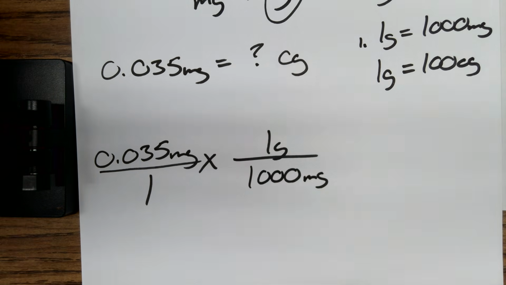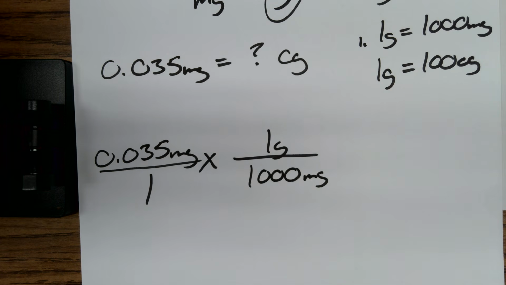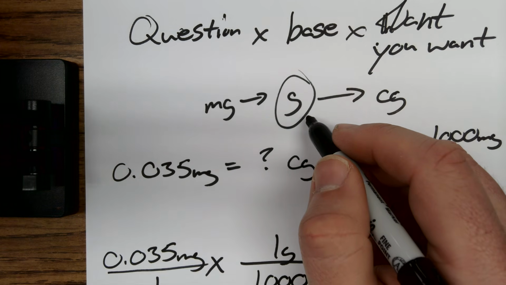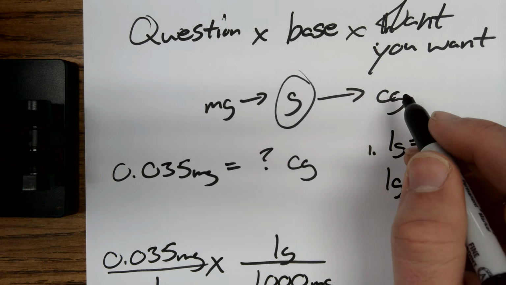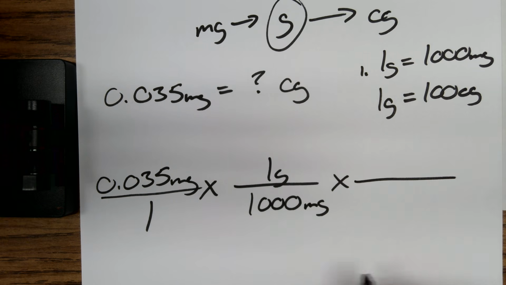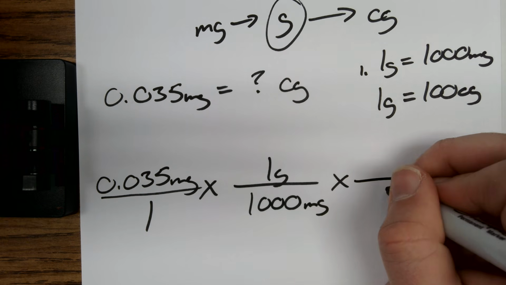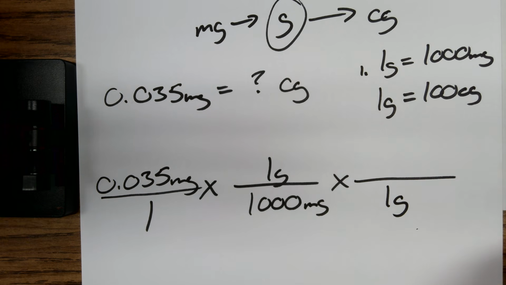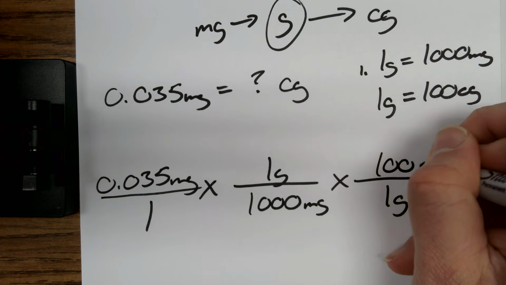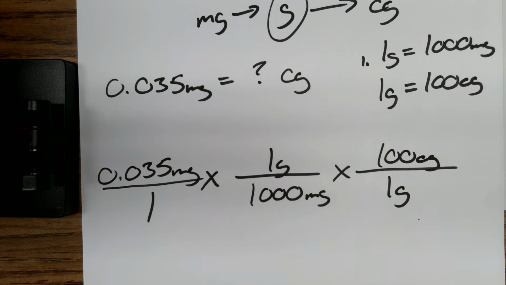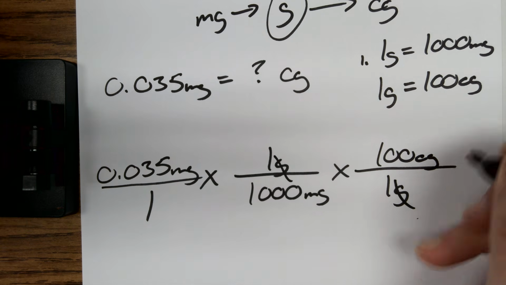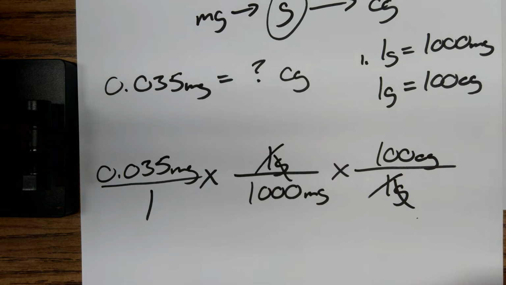1,000 milligrams. All right. So I want grams right now because that takes me to the base. And now from the base, I want to go to centigrams. So I have grams in my numerator. That means my next fraction has to have grams in the denominator because I want to get rid of it. And then I'm going to put the 100 centigrams up top. So I can cross some things out. Grams cancel each other out. This 1 cancels the 1 out.